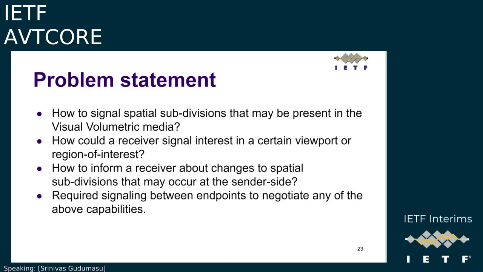And also, how can the sender inform the receiver about changes in the spatial region over time? In all these cases, the required signaling between the endpoints to negotiate the mentioned capabilities also needs to be solved. So to resolve all these problems, we have proposed a document. Can you go to the next slide, please?